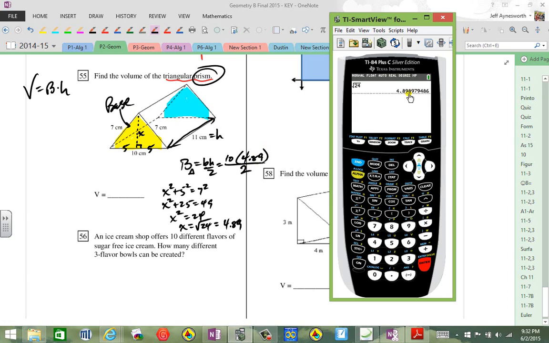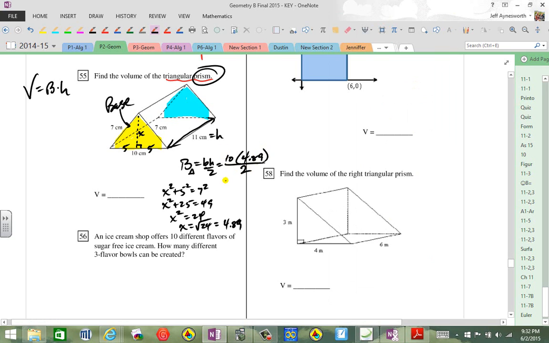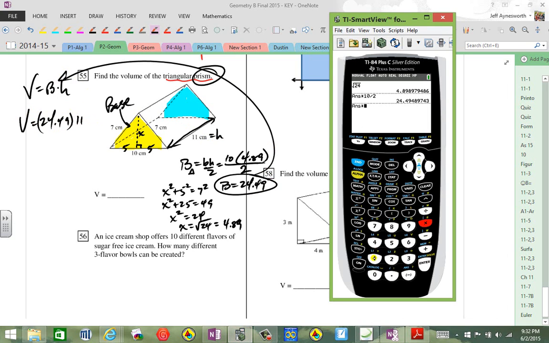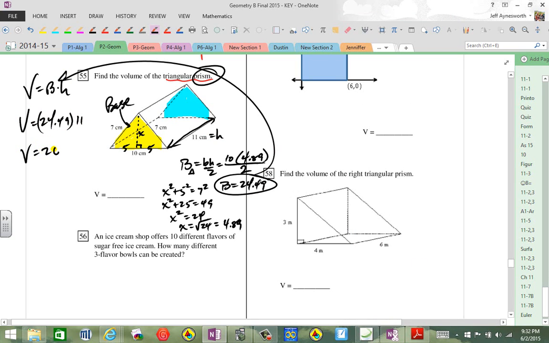So on the calculator, I already have the number in here, so I just go times 10 divided by 2 and hit the enter button. 24.49. So I've got my base area of 24.49. So the base is 24.49. I'm going to take this answer and bring it up here. So the volume is base area 24.49 times the height of it, which is 11. So the answer is already in my calculator. So I just go times 11 and hit enter, 269.44. So 269.44, in this case, cubic centimeters.